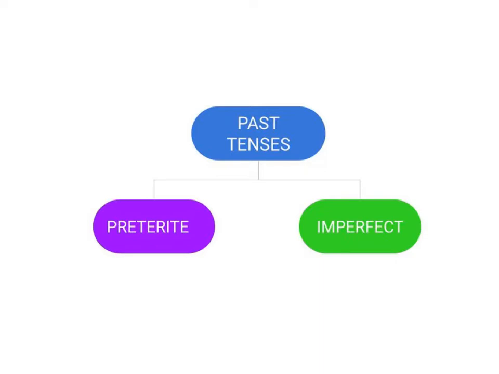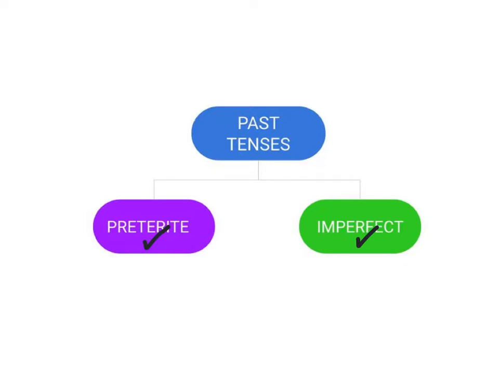You were already introduced to this, but today we're reviewing to make sure you have a solid understanding for next year. So when we talk about past tenses in Spanish, we usually use two different types. We can use preterite and we can use imperfect. And of course, they are used in different ways.